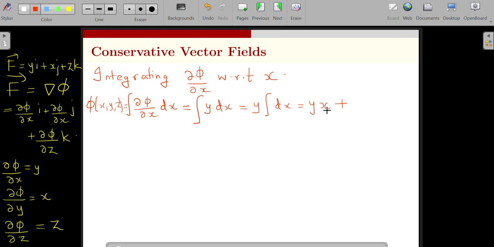So in this case, what will be the constant? That is the next matter. You are actually integrating dou phi by dou x with respect to x, so the variables y and z can be treated as constants.